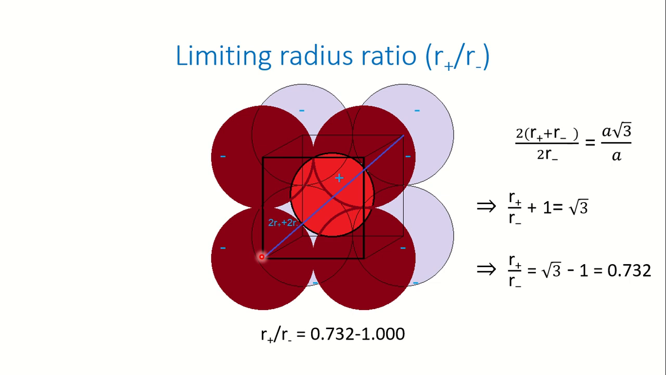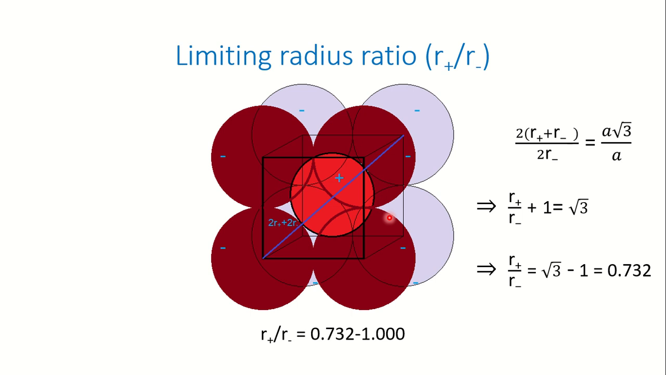Now from here to here, this is the body diagonal in blue colored line. In blue color the line represents the body diagonal of this unit cell, and the length of this body diagonal is A root 3. The distance from the center of this anion to the surface of this anion is R minus. Now from the surface of this cation to the center of this cation is R plus. From the center of this cation to the surface of this cation R plus again, and from the surface of this anion to the center of this anion is R minus. So it is 2R plus plus 2R minus.